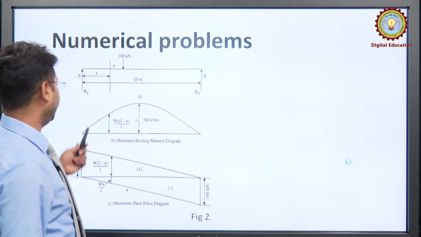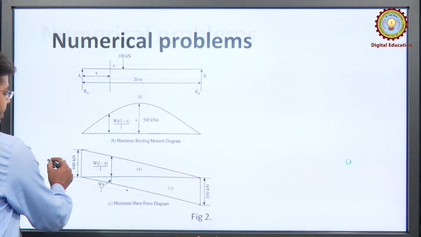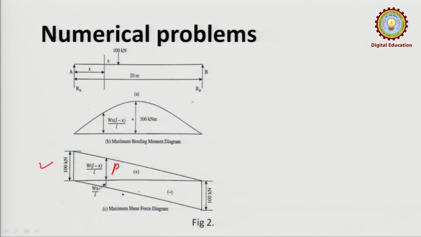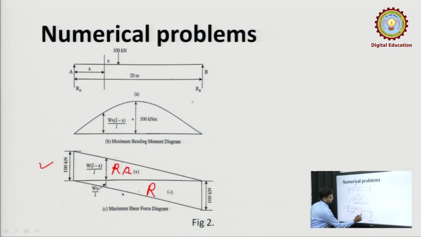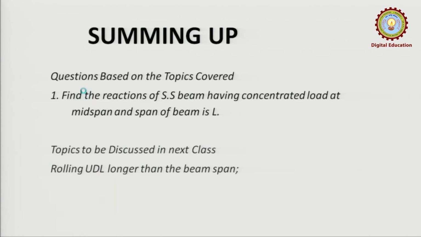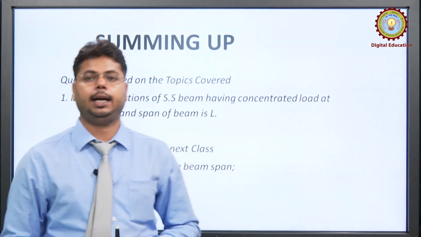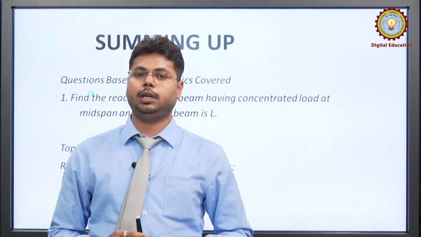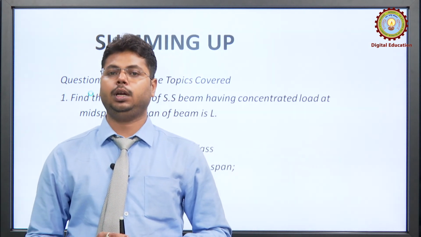This is how you can draw it, as I told you. This is for the reactions RA and RB, and this is for the bending moment. These are the slides for the influence line diagram, which is based on the rolling loads.